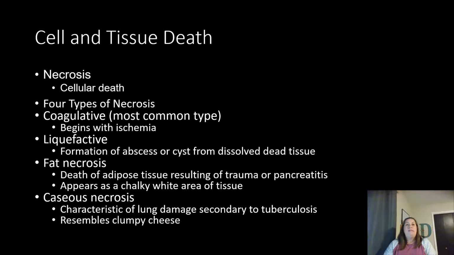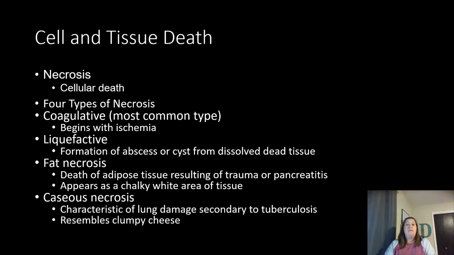All right, so this brings us to cell and tissue death. If a cell cannot adapt, it will ultimately end up dying. And cellular death is known as necrosis. Okay, so necrosis is cell death. Now there's 4 kind of big types or categories of necrosis. The most common type or category is coagulative.